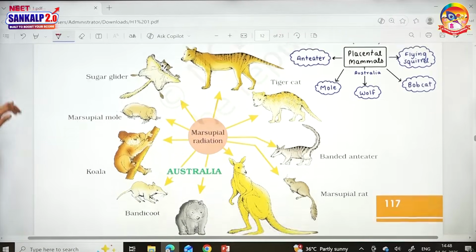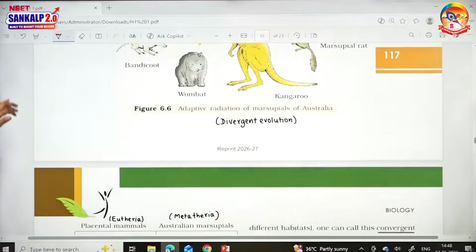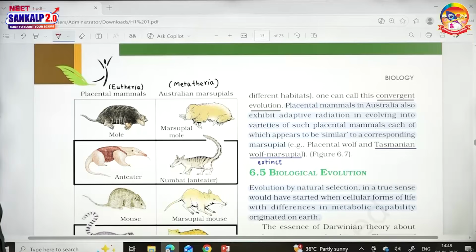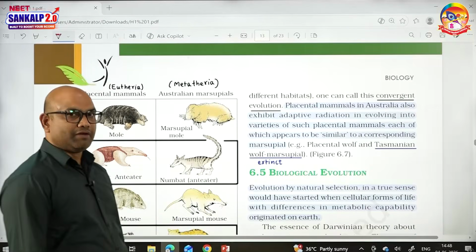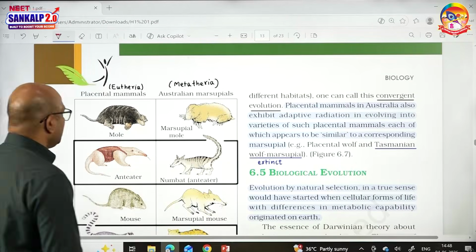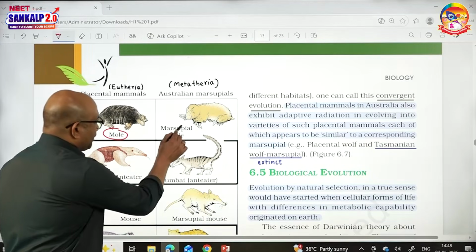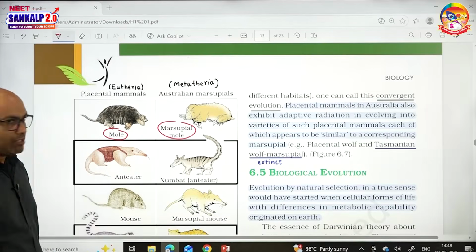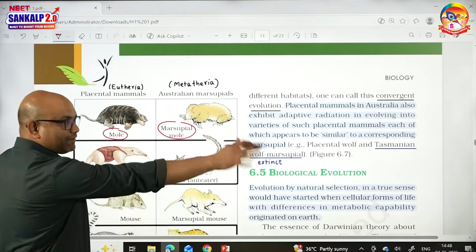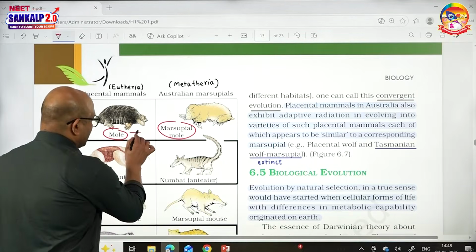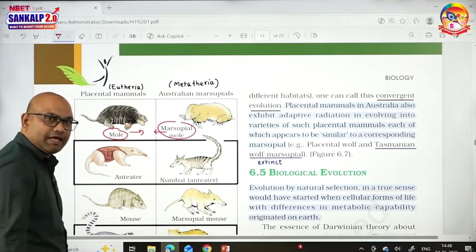The important point is, when two or more adaptive radiations are there in a given geographical area, one can call it convergent evolution. How is it? Listen. For example, see, mole is from placental evolution. Marsupial mole is from marsupial evolution. Both are in Australia only, but from two different adaptive radiations. How are they showing convergent evolution? Because they adapted to the same mode of life.